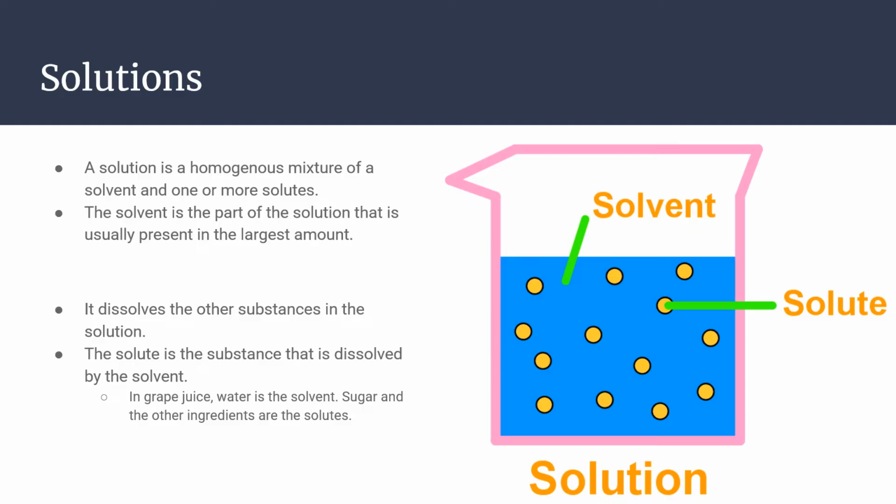Water is a universal solvent. A lot of things dissolve in it, but there are other things that can be solvents, of course, also. So it dissolves the other substance in the solution. So that's how you know it's the solvent. It's the one that dissolves the other substance in the solution. The solute is the substance that is dissolved by the solvent. So in grape juice, water is the solvent, sugar and the other ingredients are all solutes.